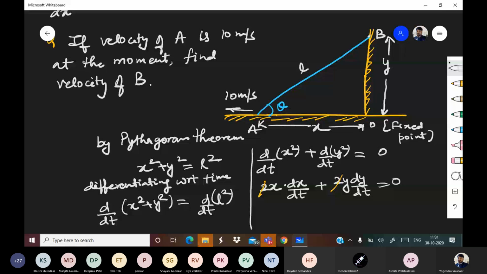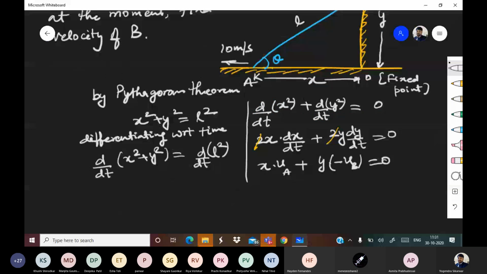dx by dt is the rate of change of position of A, and its value is 10 meter per second. So x into VA, plus y into dy by dt, which is the rate of change of position of B. But as it is decreasing, we use a minus sign. So minus VB, and that is equal to zero.